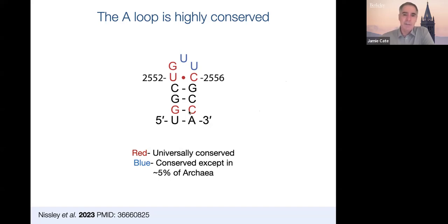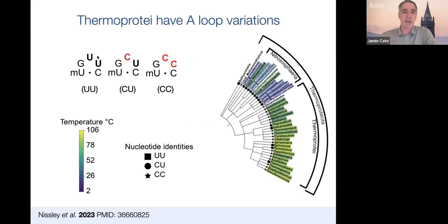If it's red, it means this pair is always there. And if it's in all organisms, they have these particular nucleotides. If you look in blue, these are almost always in every organism, except for about 5% of archaea that have some changes there. And so what are these changes? Well, they change U's to C's.